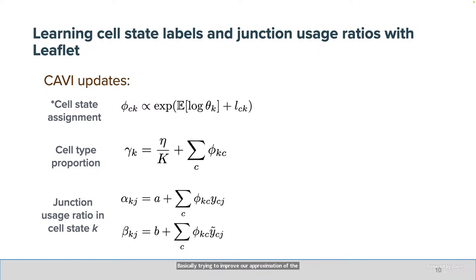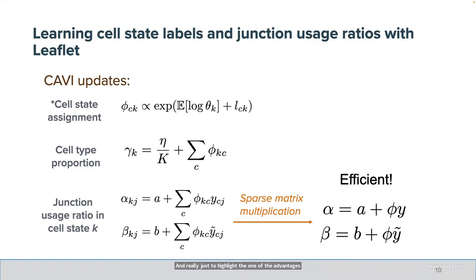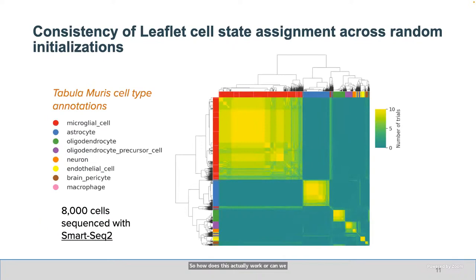I just wanted to briefly touch on what the actual CAVI updates might look like, and really just highlight that one of the advantages of this approach is efficiency. Because we're dealing with single cell data, it is very sparse, so we can make use of sparse matrix multiplication that helps significantly speed up the inference. The updates themselves are also quite simple and straightforward, which makes our model easy to implement and efficient. So how does this actually work? Can we rely on these random initializations for the parameters?